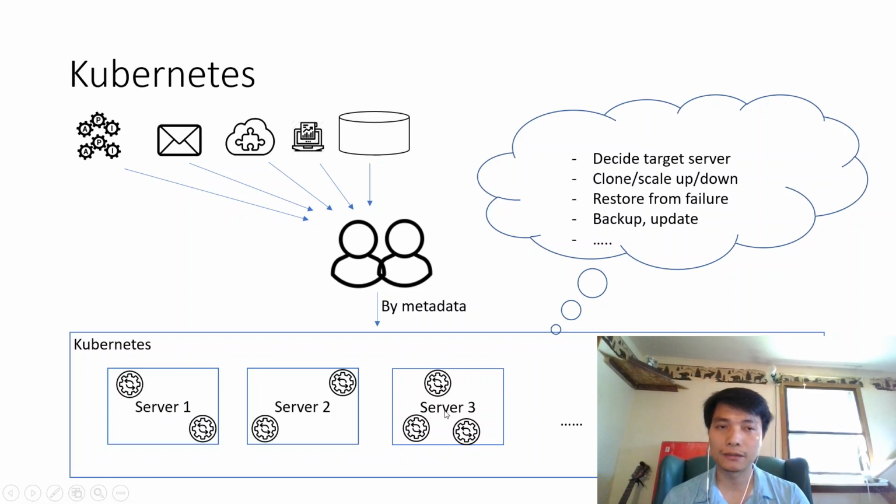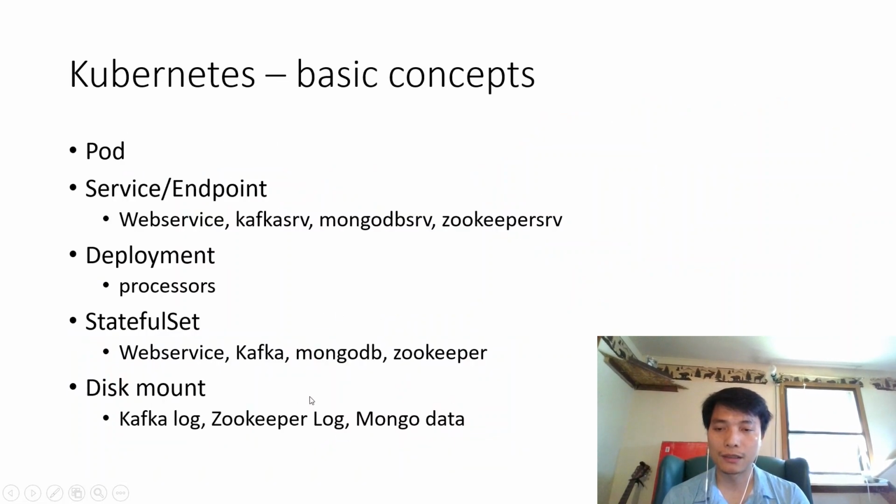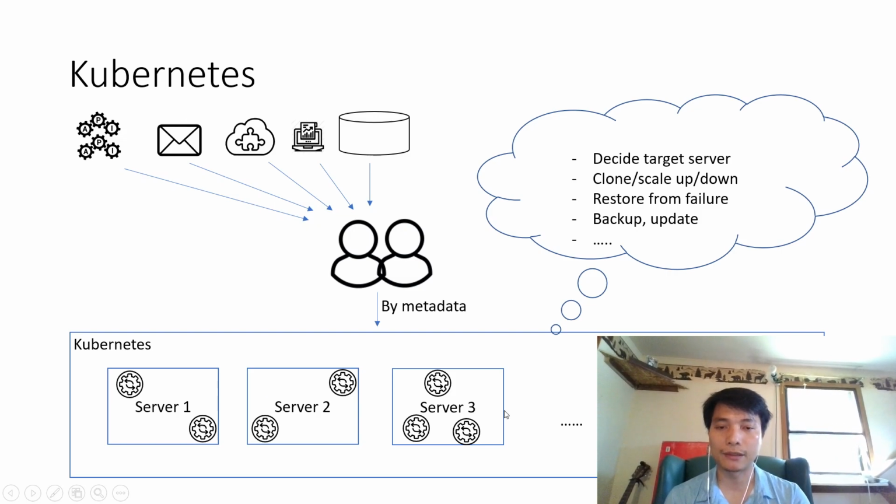Kubernetes can clone, scale up or scale down units. For example, if we need more processors, we just specify metadata and Kubernetes will choose the target server and add more processor threads. So it is much simpler.